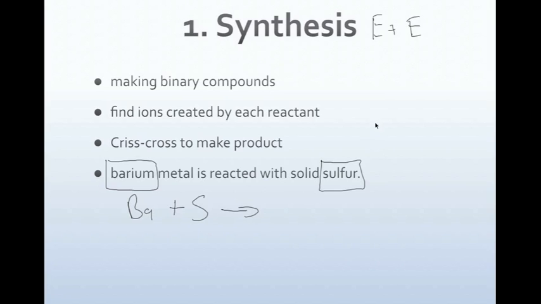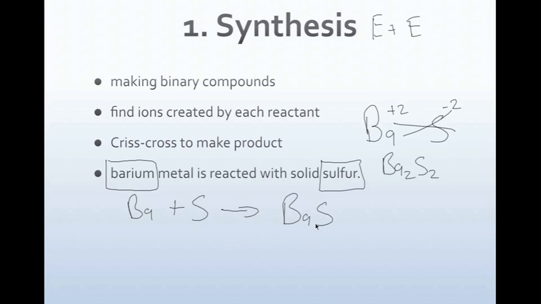Next thing we do is find out what ions they have, meaning we need their oxidation numbers. So barium is in group 2, so it's going to have a +2 oxidation number. Sulfur is in group 16, so therefore it has a -2 oxidation number. We crisscross these guys and we get Ba2S2, okay? And we can reduce that down to just BaS. So here we predicted the product. We have a binary compound to finish with, so we're done.